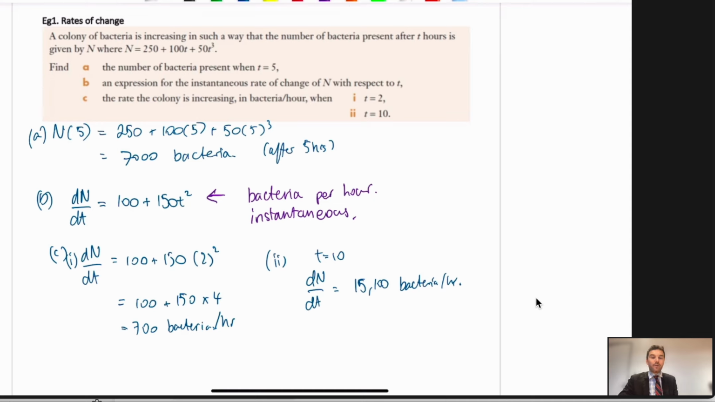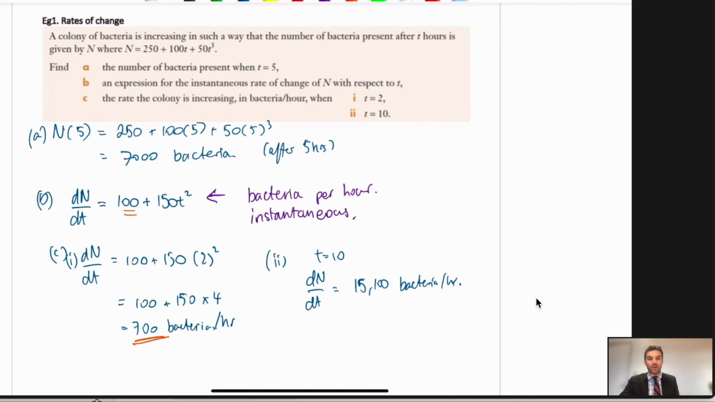Okay. Now, overall, we can actually see, we can model this with a function as well. So we've got the rate of change. We can see it started off when t is equal to 0, it had 100 bacteria per hour. When t is equal to 2, it went to 700 bacteria per hour. When t was 10, it went to 15,100. So we can see that the amount of bacteria per hour is increasing, okay?